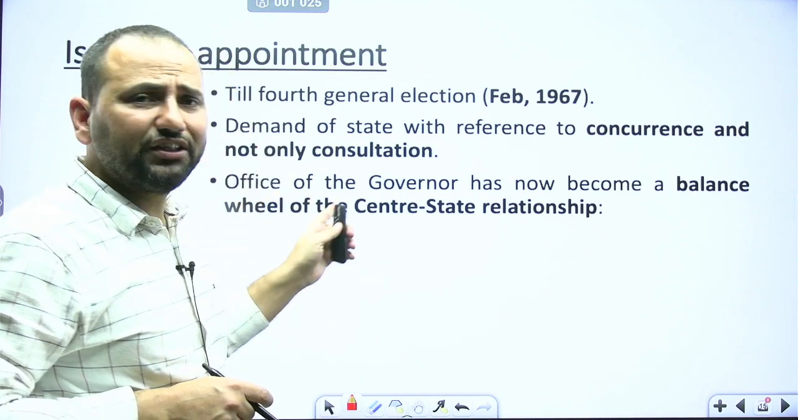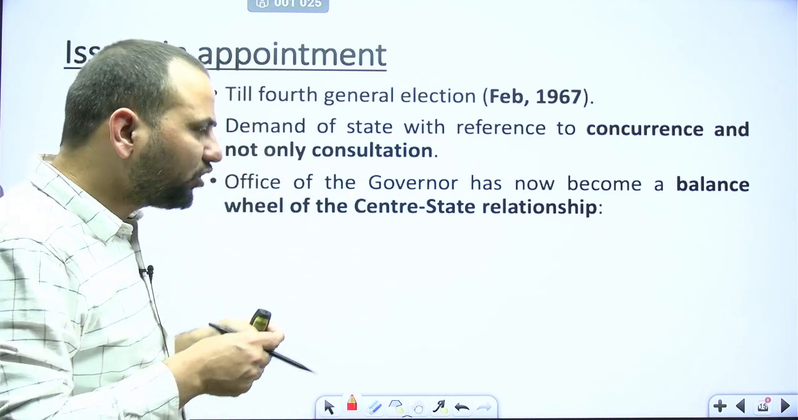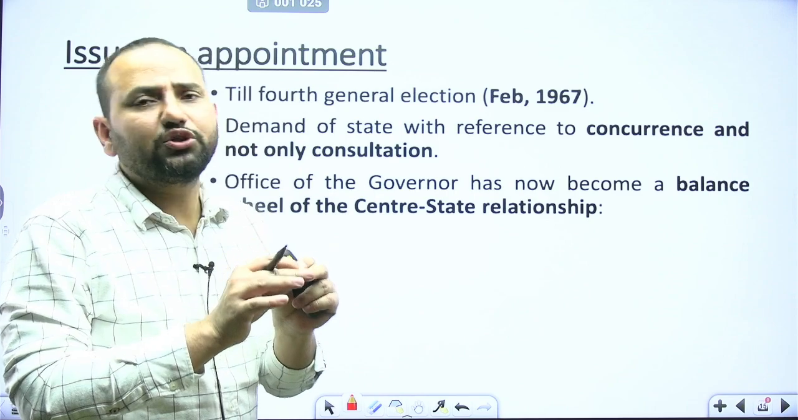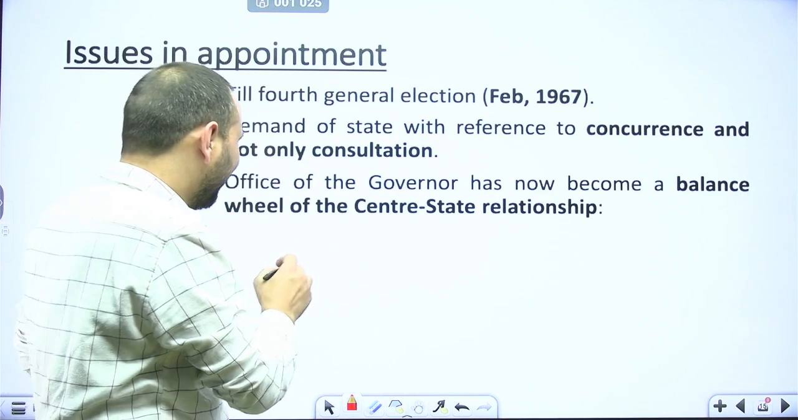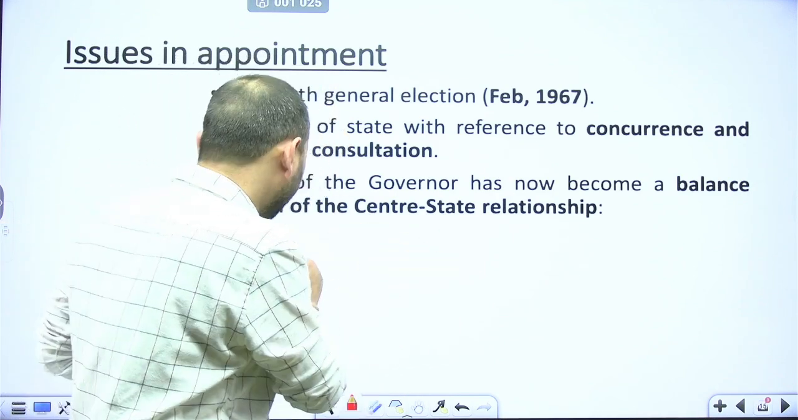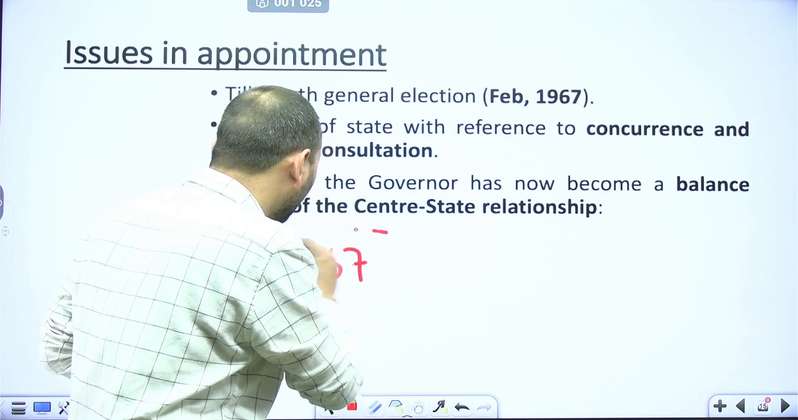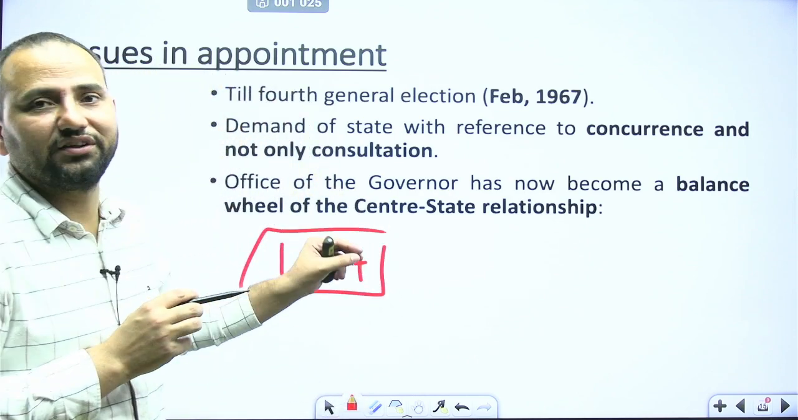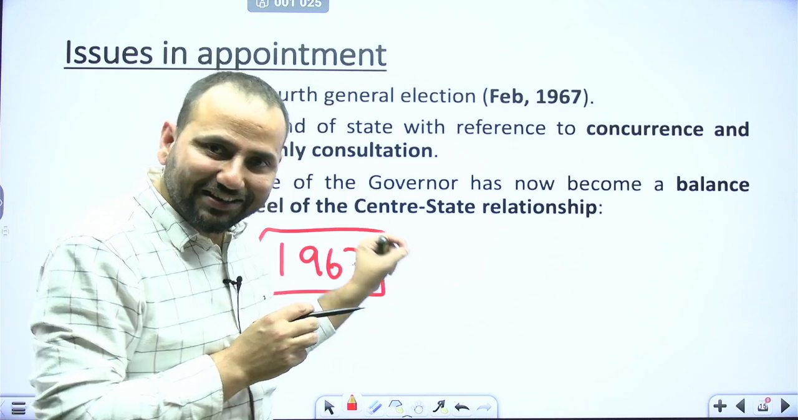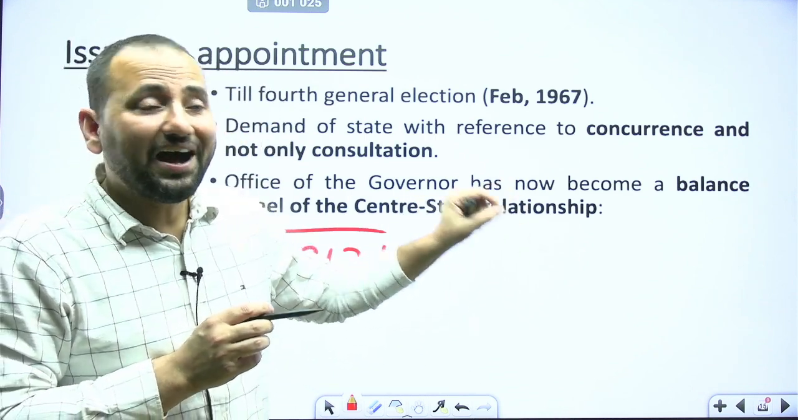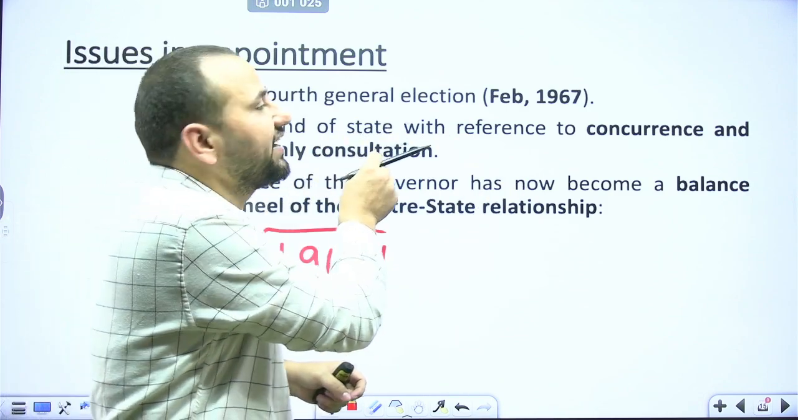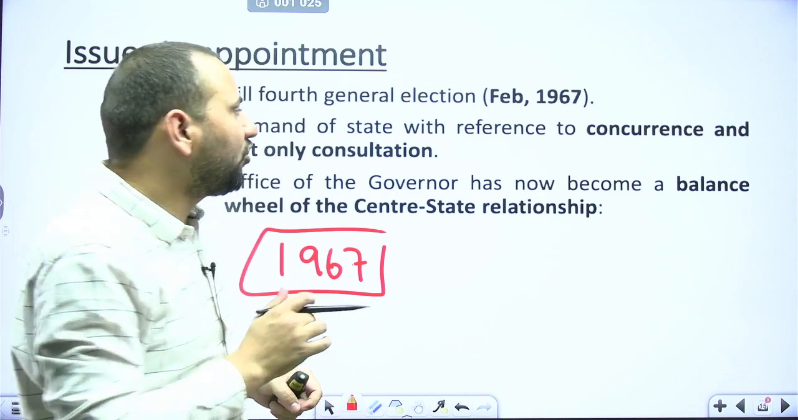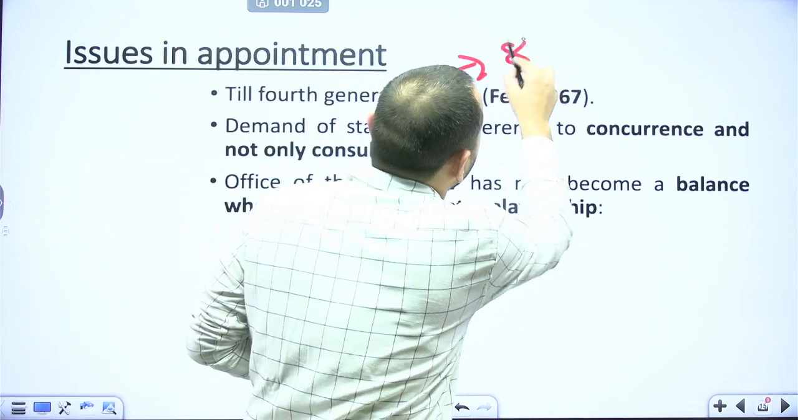If you see this issue of appointment, you will see that post-independence, there was no issue with reference to the appointment of governor. Till the first three general elections, that is till 1967, there was no issue with reference to the office of governor. For the first time, we started seeing this issue of appointment after the fourth general election, which came into existence in February 1967. We saw that the Congress party lost elections in 8 states.